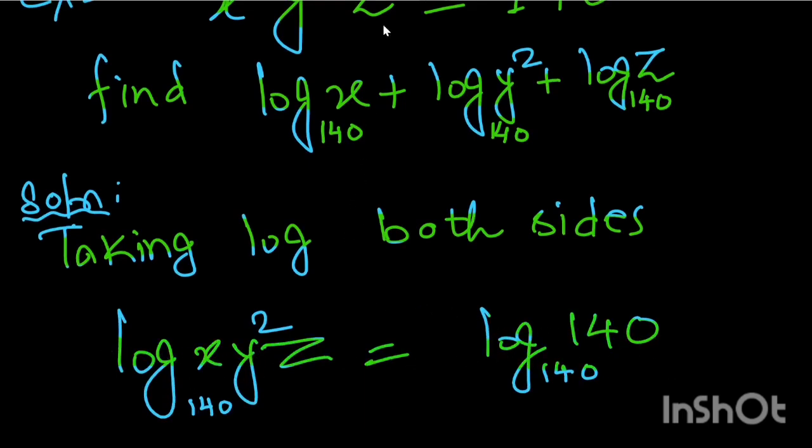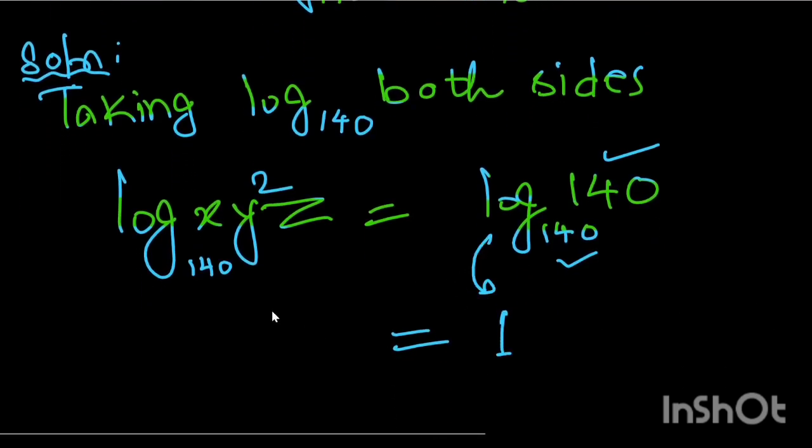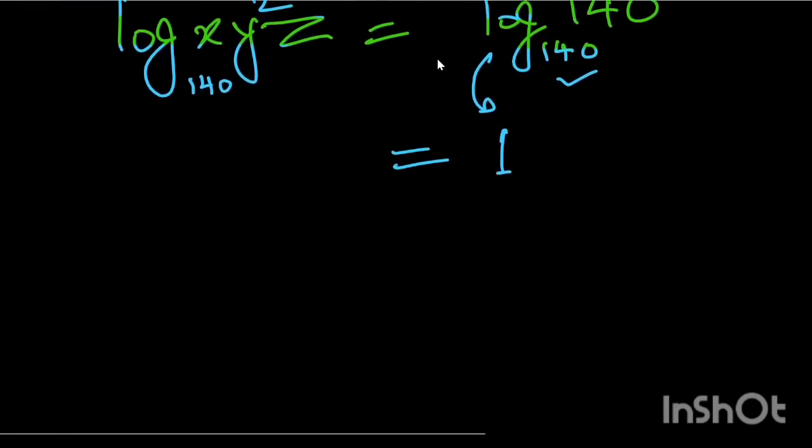Now what is the base that we need to use? The base we have taken is 140. Why? Because here the number is 140. That's why we have taken base as 140, so that we know that log a base a is 1. So in the next step, this becomes 1. So that is the answer, guys.